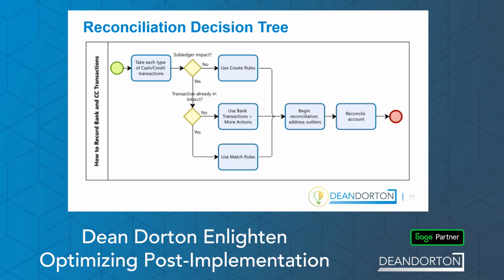But either way, we are either creating that transaction from scratch, we are creating it through more actions, or we are matching it to something that has already been created. And then from there, the reconciliation will happen, and anything in the system that does not meet the requirements of something previously can be created or addressed or matched manually. And then from there, we reconcile the account.